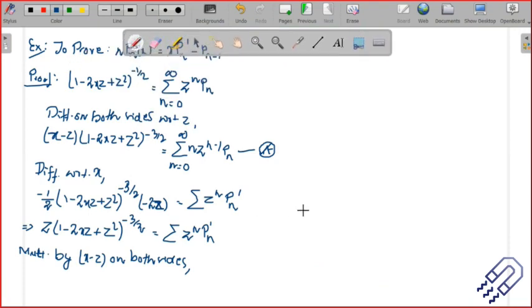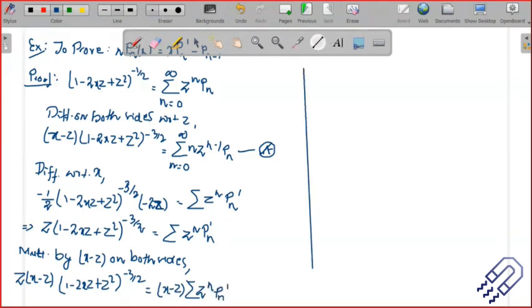So let's just multiply by x minus z on both sides. If we do it, it will be z, and this would be x minus z, and then (1 minus 2xz plus z square) to the power minus 3 by 2 is equal to, this side we can actually expand, but we will expand it later, now (x minus z) times summation z to the power n pn dash. Yes, that's it.